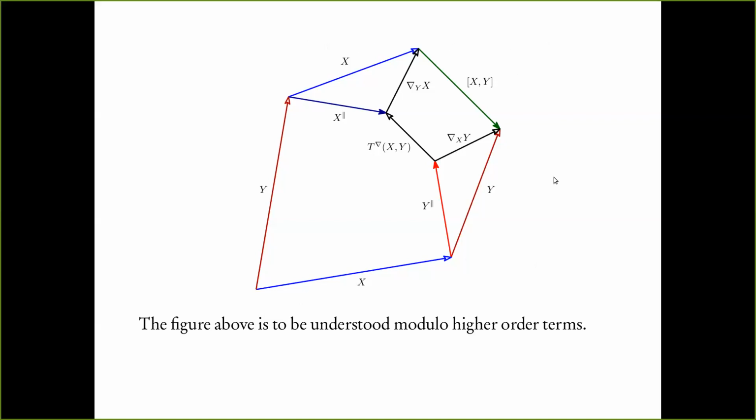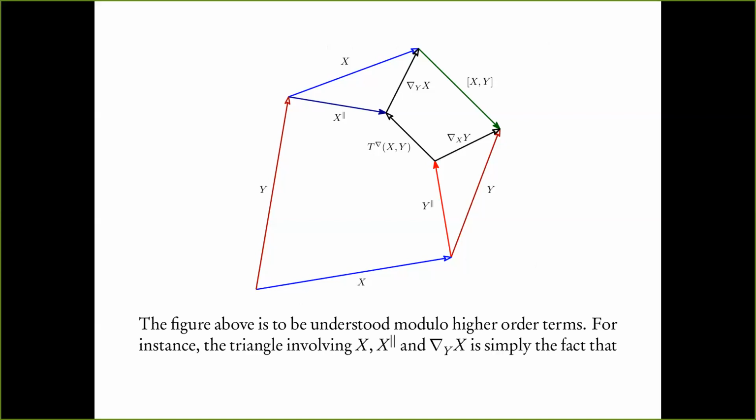Okay. So it should be understood modulo higher order terms, which we know already, but it's clear why the shapes are the way they are. So this is the defect of the flows commuting. This is the defect of the parallel transports commuting. This triangle is how you derive connection from parallel transport and vice versa. This is the same. So that explains the figure.